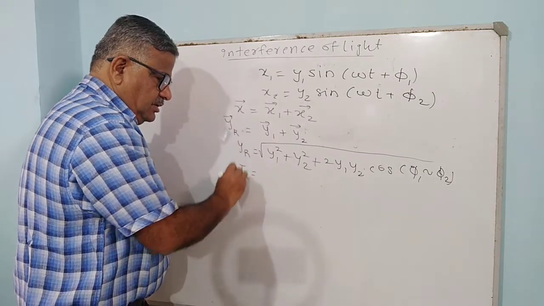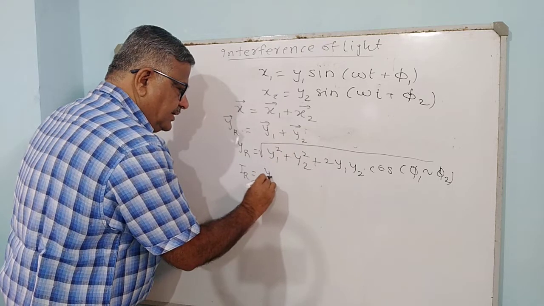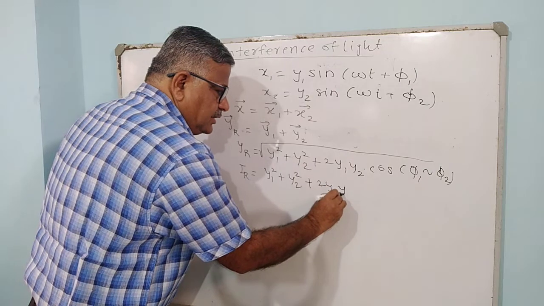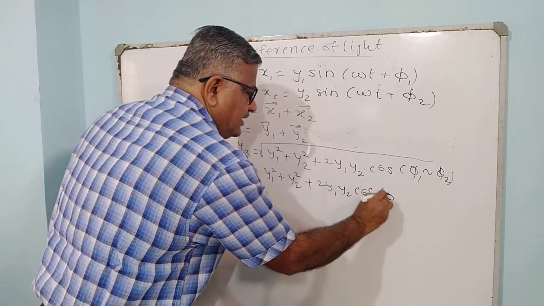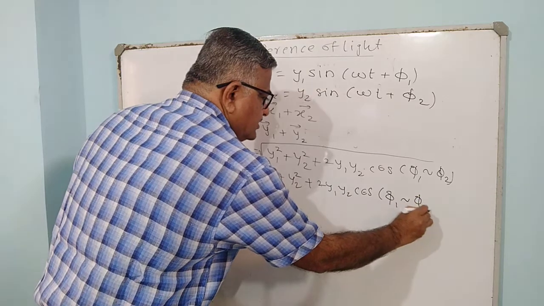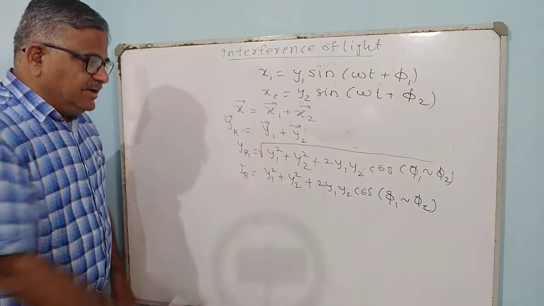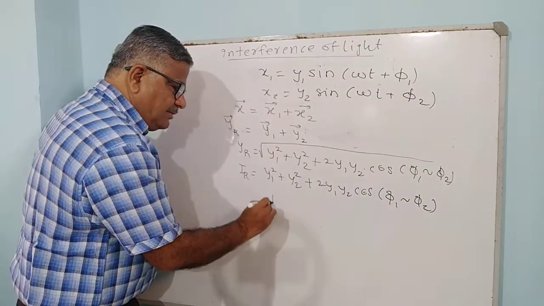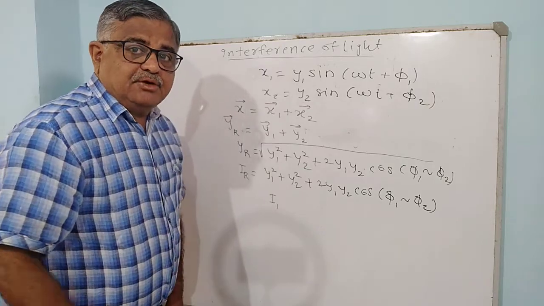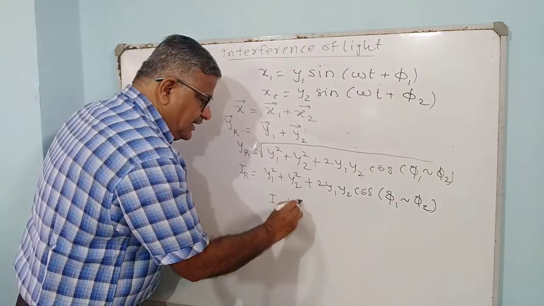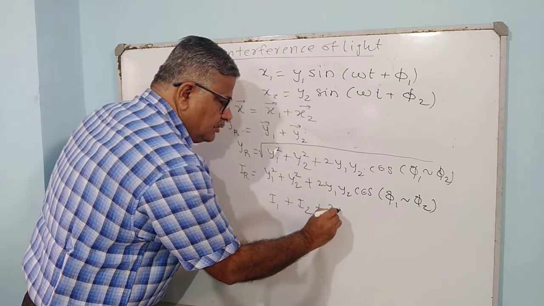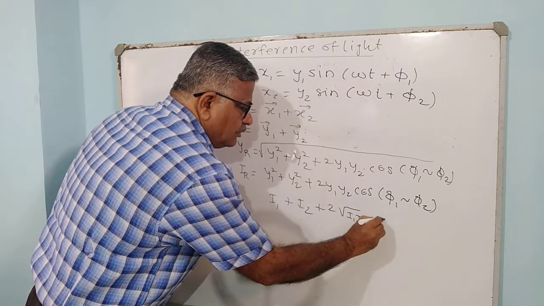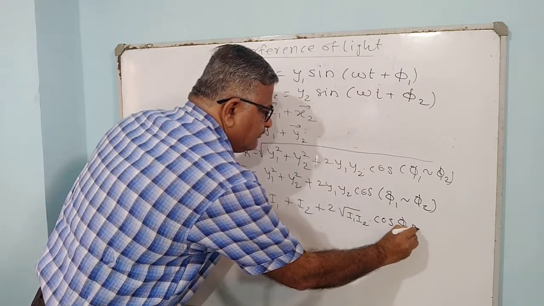If you take the square of this, the square root sign will go. So here you will get y1 square plus y2 square plus 2 into y1 into y2 into cosine of phi1 difference phi2. For convenience, you can take phi1 minus phi2 also. I will take phi1 difference phi2. Now you know y1 square is I1, the intensity of light at that point due to the first wave. y2 square is similarly I2. So this is I1 plus I2. This is 2 root I1 root I2, I will write collectively as 2 root I1 I2 into cosine of phi1 difference phi2.